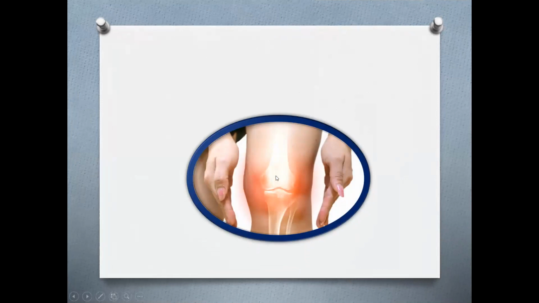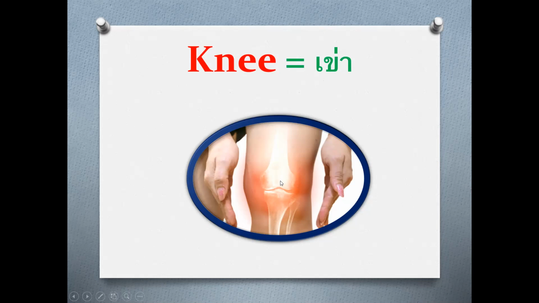Next, what picture is this? Oh, important parts of body. This picture of knee. Spelling is K-N-E-E, knee. You can read Thai, see this picture and understand more.